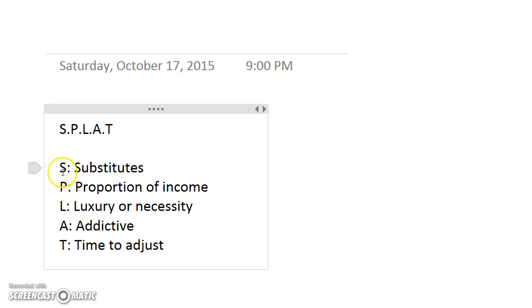Now we have to observe what can affect the PED. We have SPLAT, which means substitutes, proportion of income, luxury or necessity, adjustment, or time to adjust. These are some things that can affect a good or service. So in the case of ASICS, I'm just going to study the substitutes now because I don't have enough time.